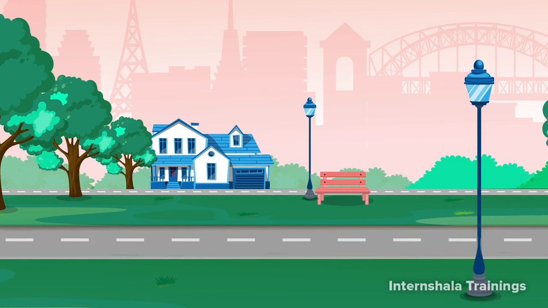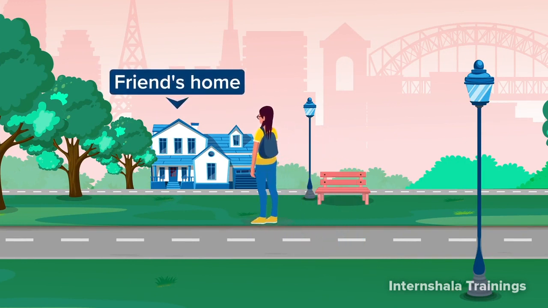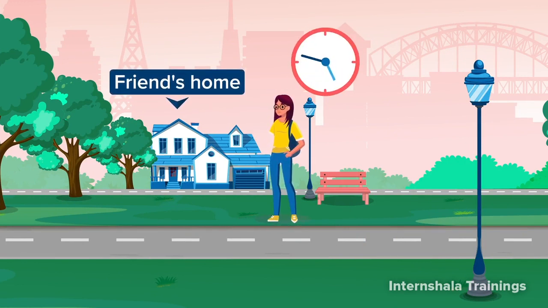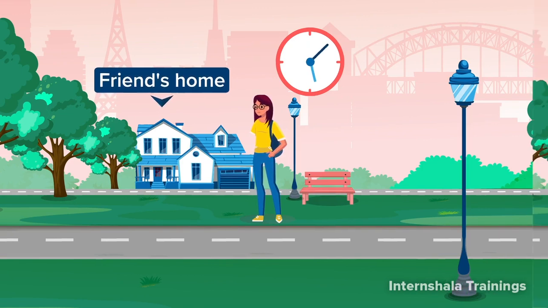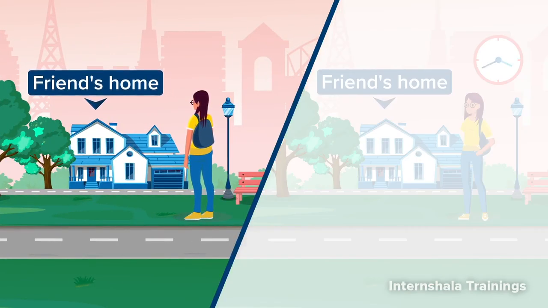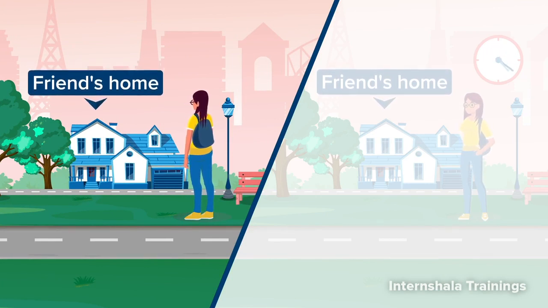Suppose you want to go from home to your friend's home. One way is to walk to your friend's home by crossing the park, and another way is to wait for an auto and then take it, which will take a longer route. Now, which way will you choose to reach your friend's home? Obviously, the first way, that is by walking, as it is the shortest route.